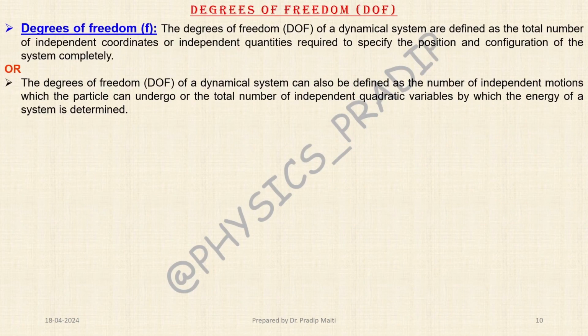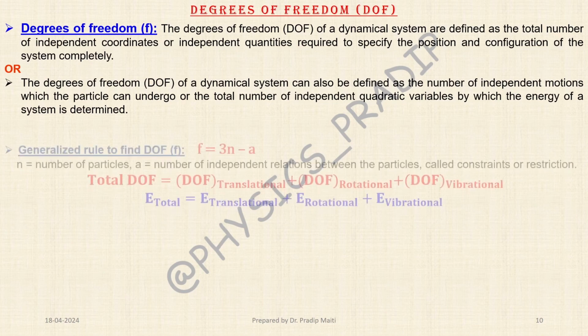Now the degrees of freedom. The most important part of this chapter is the degrees of freedom. The degrees of freedom of a dynamical system are defined as the total number of independent coordinates or independent quantities required to specify the position and configuration of the system completely. So degrees of freedom for a dynamical system can also be defined as the number of independent motions which the particle can undergo, or the total number of independent quadratic variables by which energy of the system is determined.